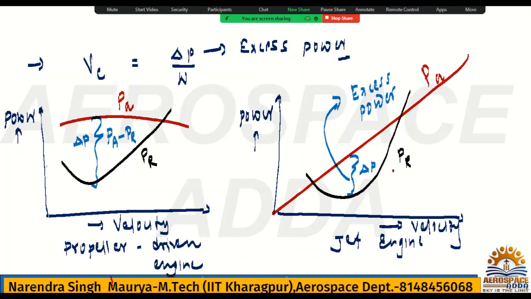Excess power more, rate of climb more. Excess power less, rate of climb less. I think up to here it is very clear to all. Now, this is the discussion about the excess power, the rate of climb or climbing angle, and the plots for the propeller driven aircraft and jet driven aircraft. Yes or no? Now both things are clear. Now we'll go for the analysis of the maximum climbing angle and the maximum rate of climb.